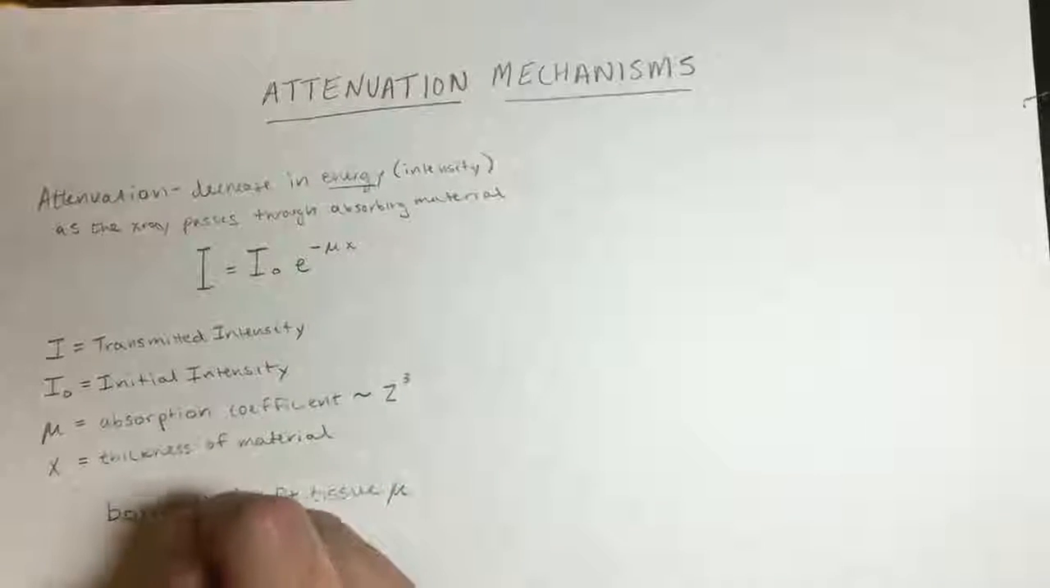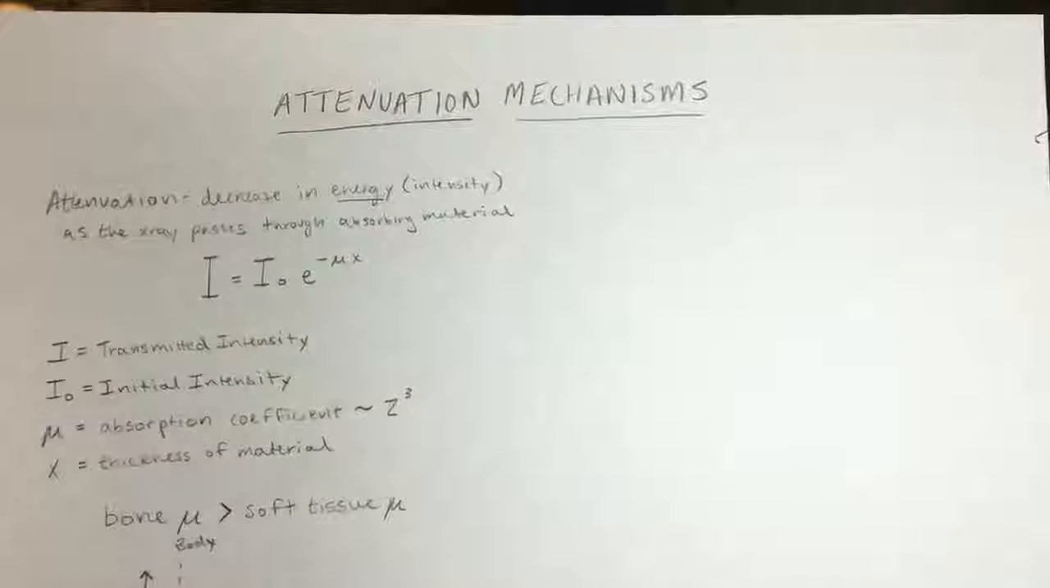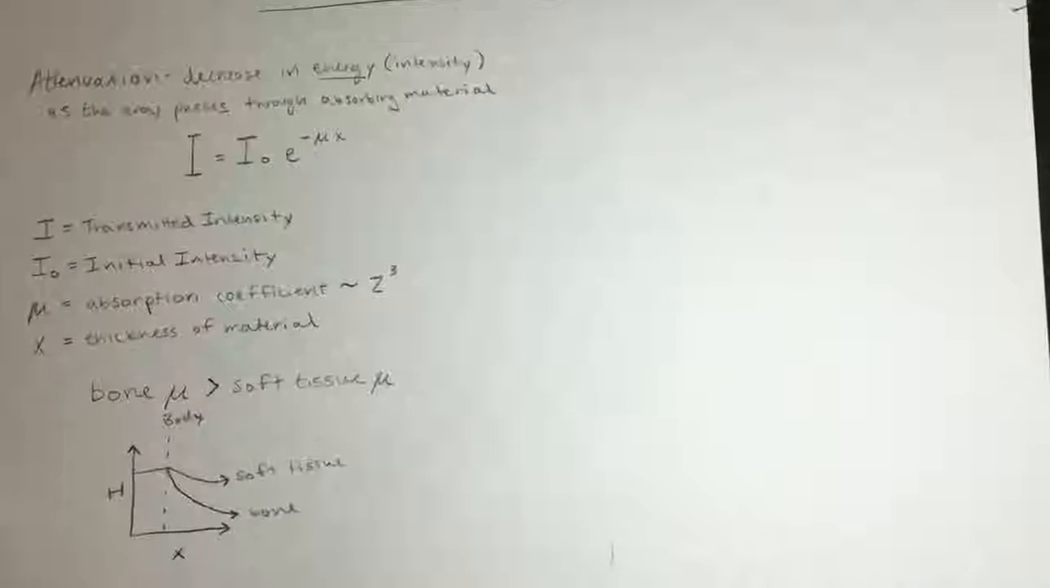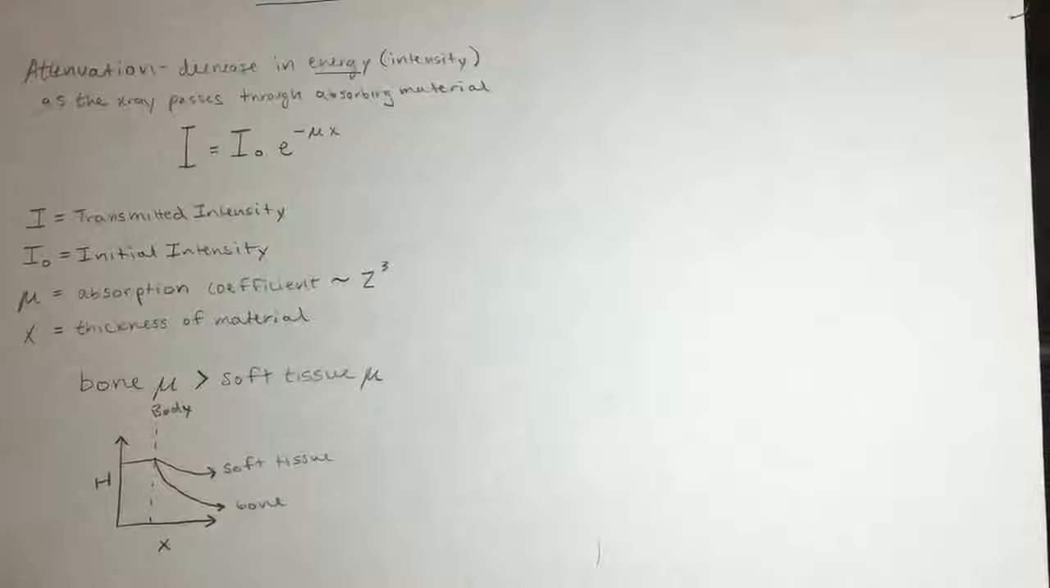And again, our illustrator will move that graph up, and we'll see that as that X-ray photon travels a distance and then enters the body, it will lose energy much faster as it travels through bone than it will through soft tissue, because the attenuation coefficient is so much higher.